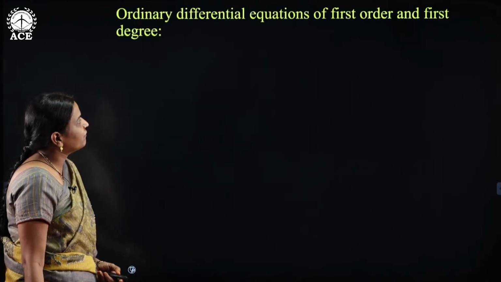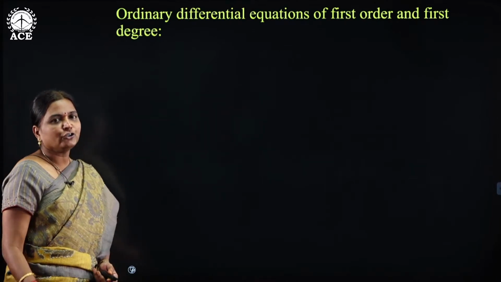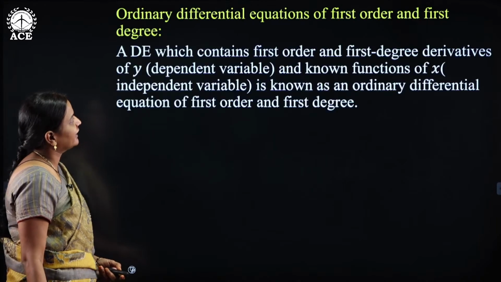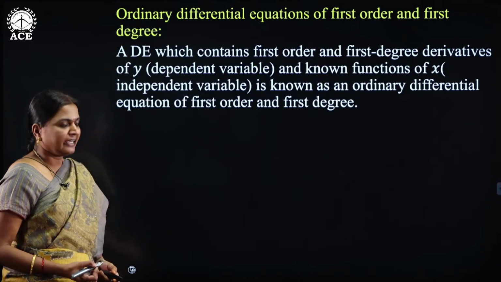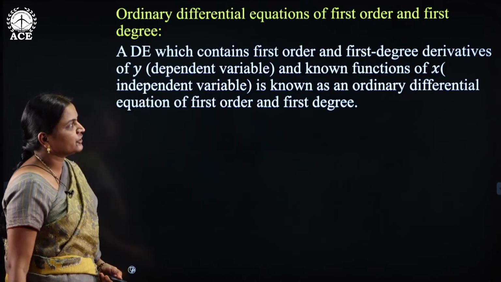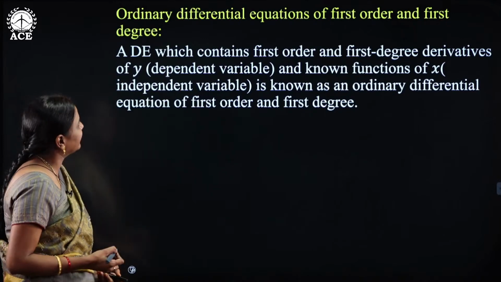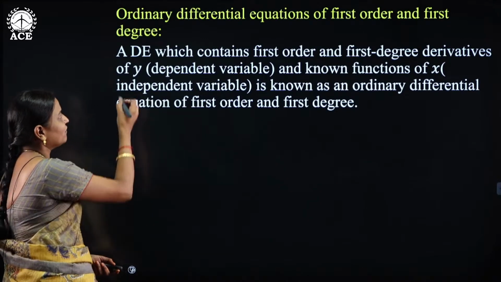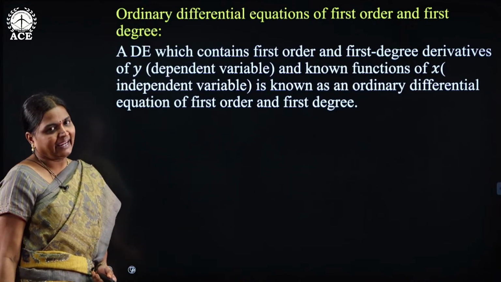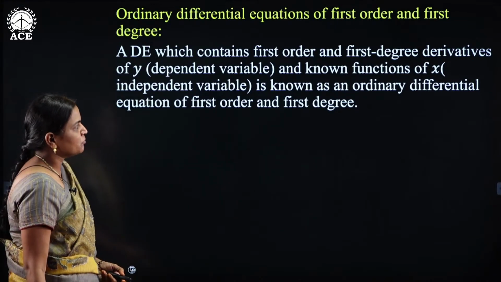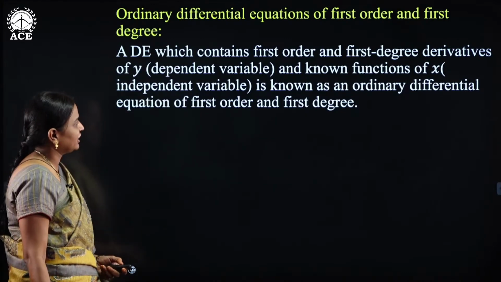Next, ordinary differential equation of first order and first degree. So, how to define the first order and first degree ordinary differential equation? A differential equation which contains only first order and first degree derivatives of y, where y is called the dependent variable and a function of x, and x is called the independent variable, is known as a first order and first degree differential equation.